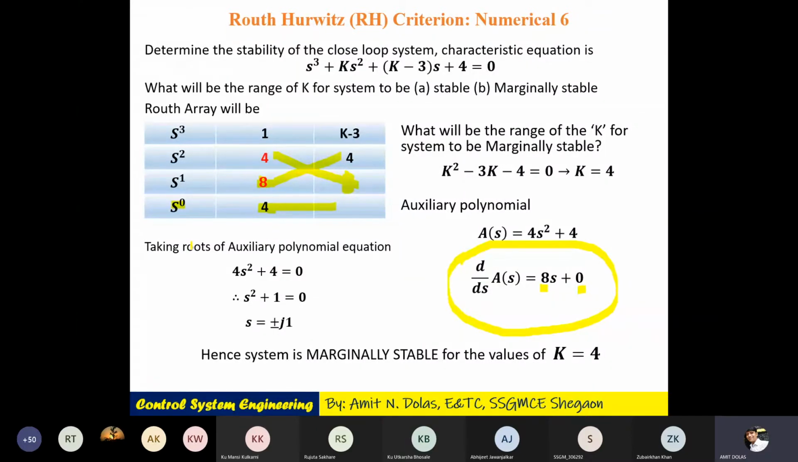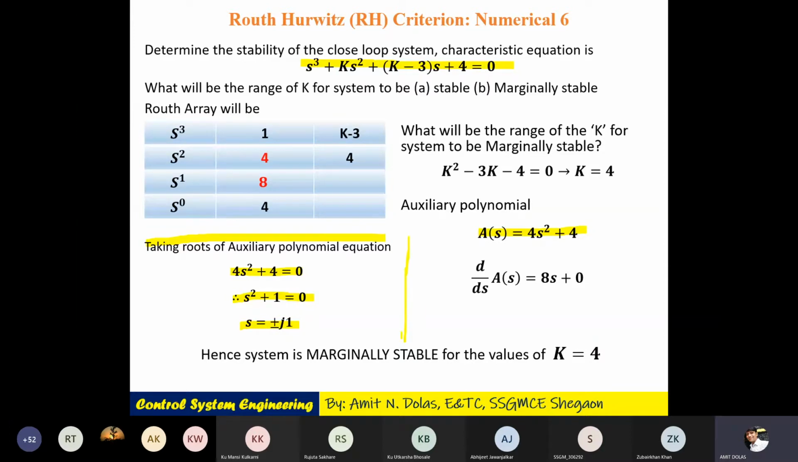Then what is the root of this system? Root of this system is nothing but the root of the auxiliary equation. Root means nothing but poles. So the root of this auxiliary equation is nothing but the root of this complete system. So we take the root of the auxiliary polynomial equation. It is 4s square plus 4 equal to 0. I may take 4 common, so it will be s square plus 1 equal to 0. And if I get the value of s, that will be plus minus j1.